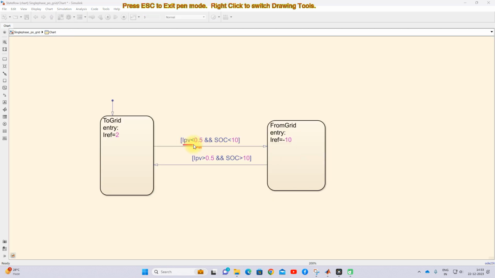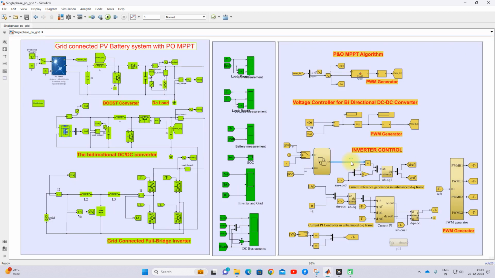So we are checking the PV current and the SOC. If the PV current is less than 0.5 and the SOC is less than 10%, we are taking power from the grid, because there is no PV and there is no state of charge in the battery, so we must supply some power to the load. That's why we are going to take the power from the grid. If the PV current is more than 0.5 and the SOC is more than 10%, we have excess power, so we are going to send some power to the grid with a rating of 2 amps. So we are getting power from the grid at minus 10 amps, that means around 10 amps current, and then we are sending power to the grid at around 2 amps current. Okay, so here we will get the 2 amps current reference.